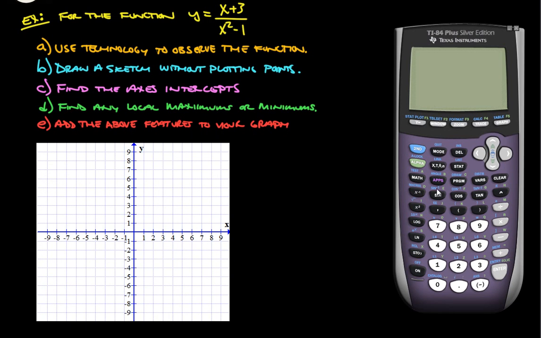All right, so let's turn this thing on, and y equals, because we're going to plot, right? And then we want x plus 3, so I'm going to put that in parentheses. So we've got x plus 3, all in parentheses, divided by x squared minus 1, all in parentheses. Close those parentheses there, and we hit graph, and we get that funky looking thing here.